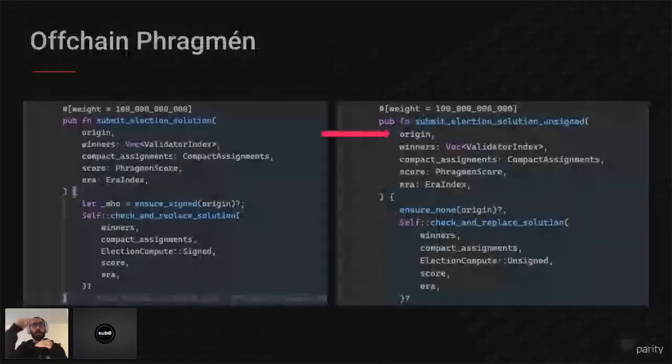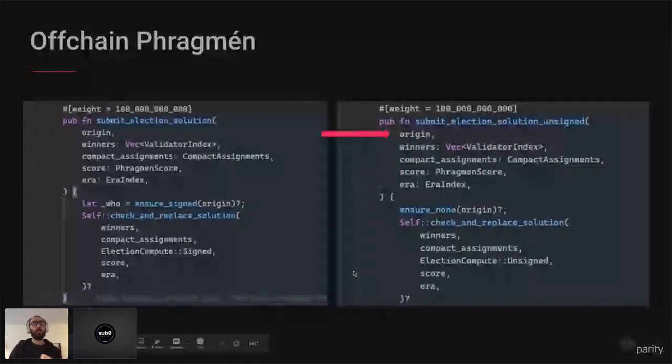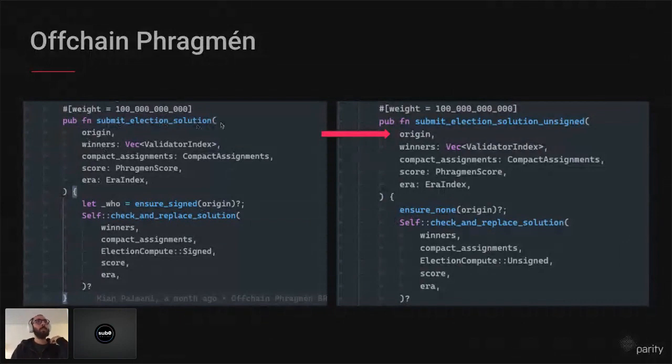So I want to walk through these two dispatchable calls that you can use, or they're now part of Substrate for off-chain workers. I want to walk through each parameter and explain some of the details here. So you have submit election solution, the normal variant, and submit election solution unsigned, which is the one used by validators. First parameter, origin, nothing particular about it. One of them does ensure signed, one of them does ensure none. If you do any Substrate development, you are definitely familiar with them. Yeah, nothing interesting. Then we have winners, which is a vector of validator index.